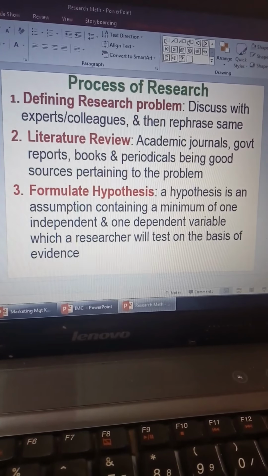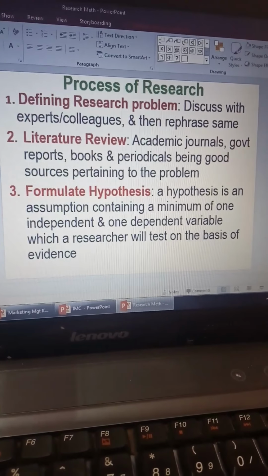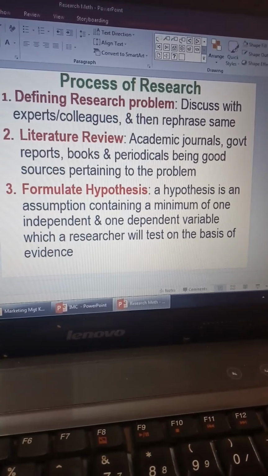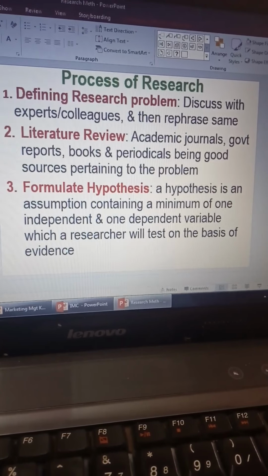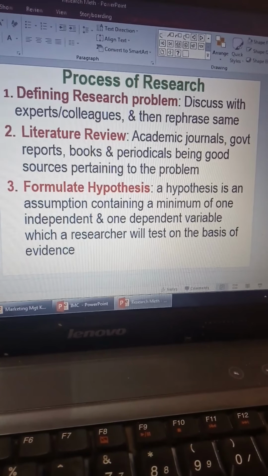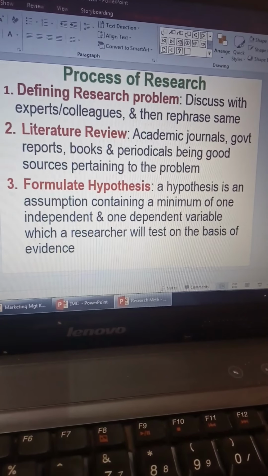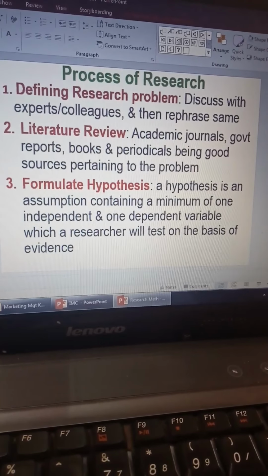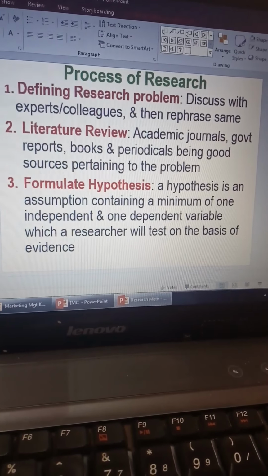Now, the research problem has to be unique. It cannot be the same as what others would have accepted. So, how would you come to a research problem? You would discuss with your experts or certain colleagues or some guide who will help you to rephrase or rewrite the research problem. The second step follows, the literature review.